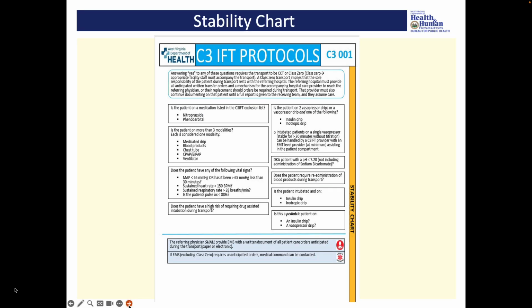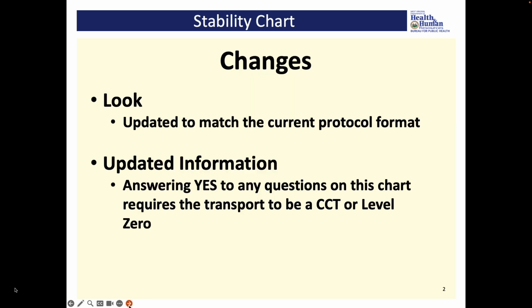This is the new layout of the stability chart. It's just been reformatted to look similar to the most current version of the protocols, where it has the name of the protocol to the right, the heading is different to match, and then there have been a few things updated within that stability chart of what the C3 provider is able to transport or what must be upgraded to CCT. So it changes again. The look is one big update just to match the current protocol format.